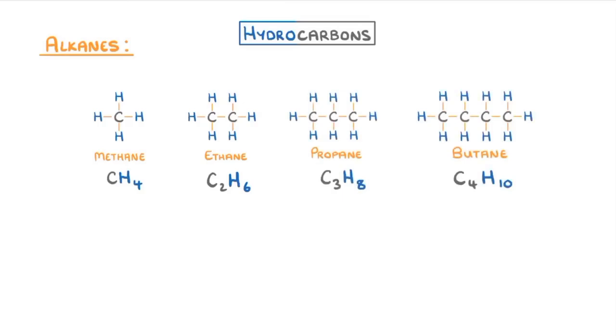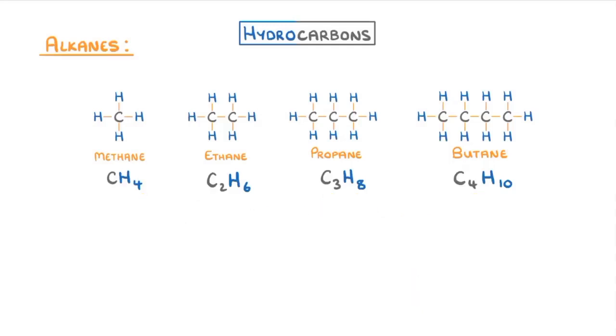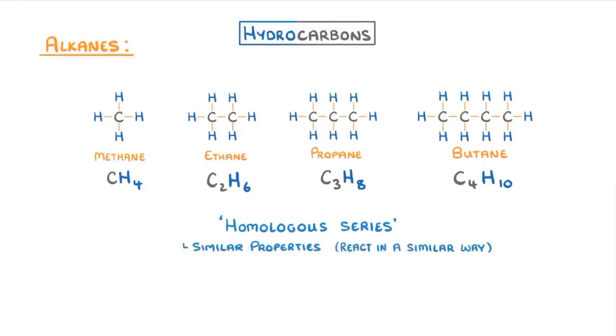Now, if you look at all of these compounds, you'll see that they grow by 1 carbon and 2 hydrogens each time, but otherwise they're pretty much the same. We call groups of organic compounds like this homologous series, and it means that they all have similar properties, and so react in a similar way.